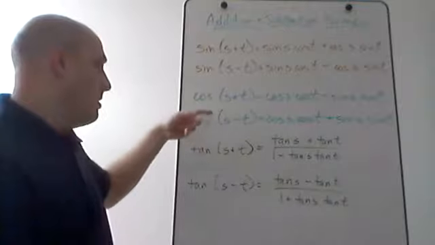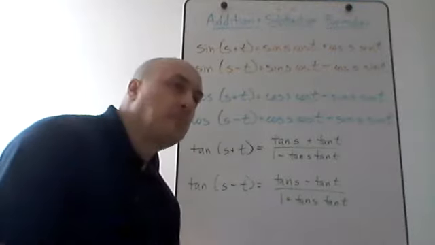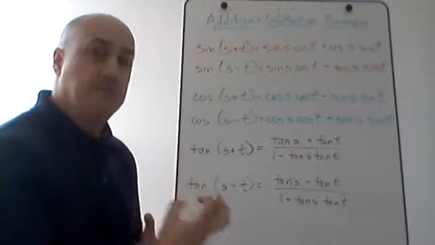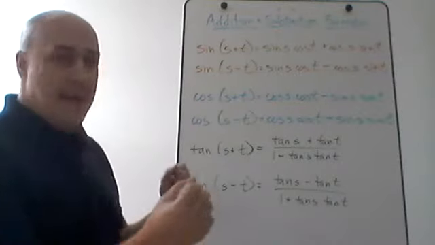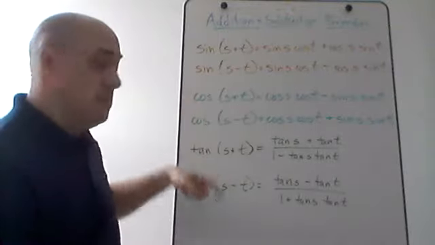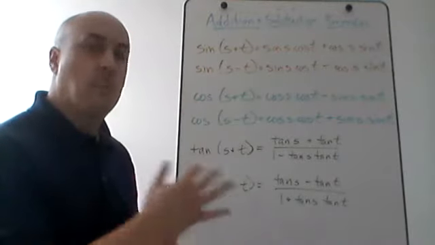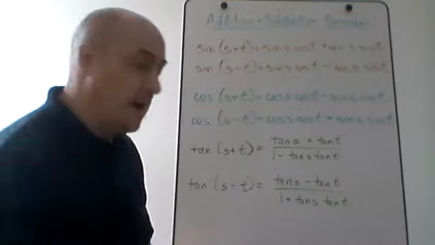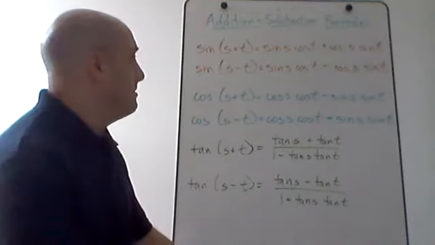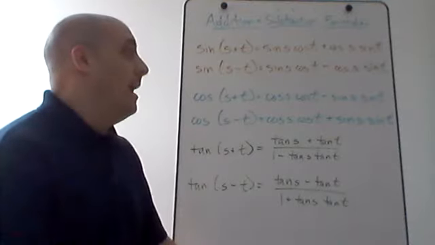The same ideas apply with the cosines and the tangents. So these are used when you know the trig functions for two angles. If you add or subtract those two angles, you can use these formulas to find the sine, cosine, and tangent of the sum or difference of those two angles. That's generally how these formulas come into play.